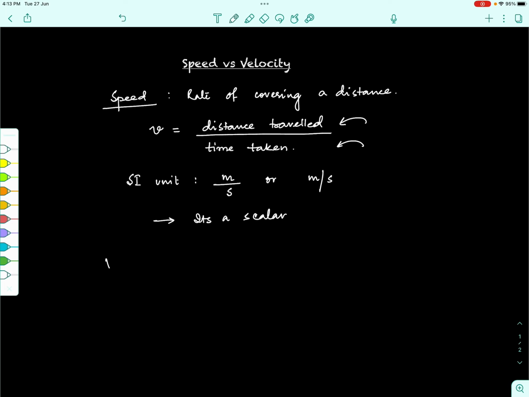Velocity, on the other hand, is the rate at which a body covers a displacement. As we have already seen in the previous video, the difference between distance and displacement, the same way here we have a difference between speed and velocity. Velocity gives us the rate of covering a displacement.